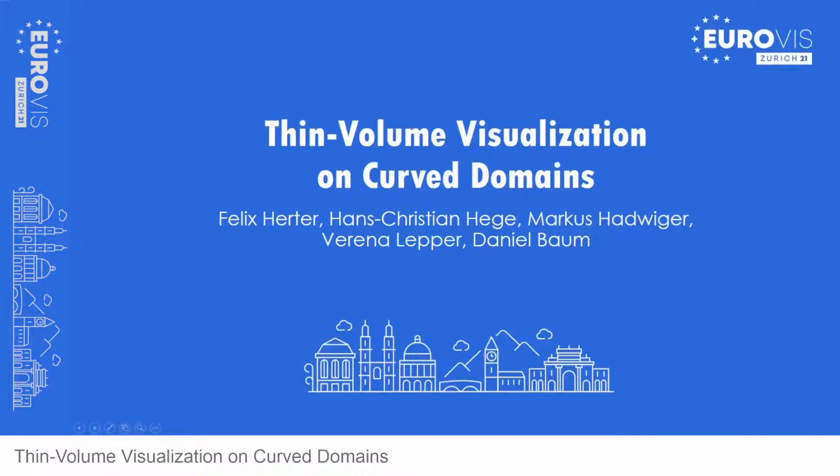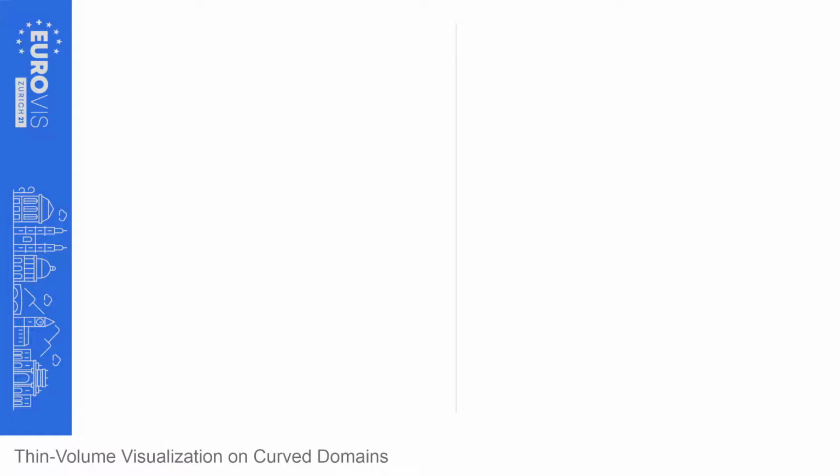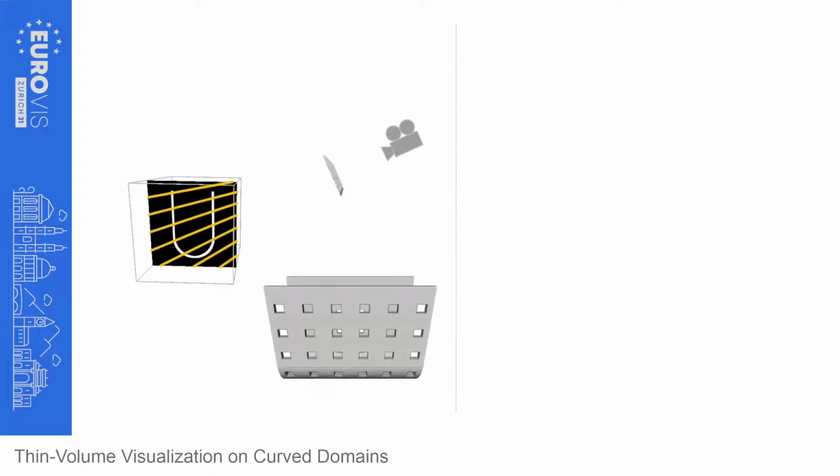Hi, and welcome to Thin Volume Visualization on Curved Domains. Presenting to you is Felix Herter. In classical direct volume rendering, we shoot rays from a virtual camera through every pixel of a canvas and through our dataset. The ray segments that intersect the volume will be sampled, the samples mapped to color values, and the accumulated color values will be mapped to the canvas. The result is a natural outside view of our dataset that is easy to understand and allows us to get an immediate grasp of what it is we are looking at.